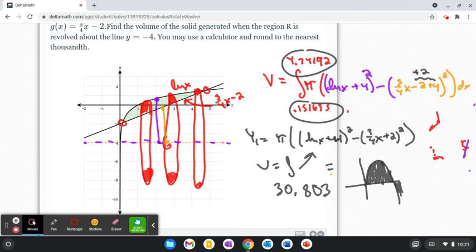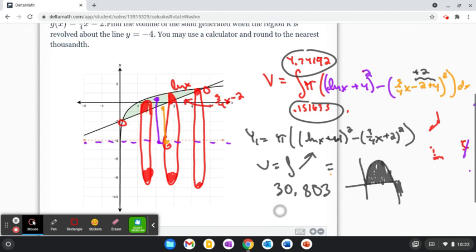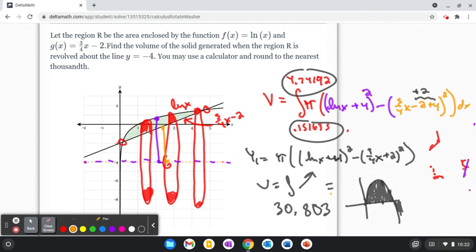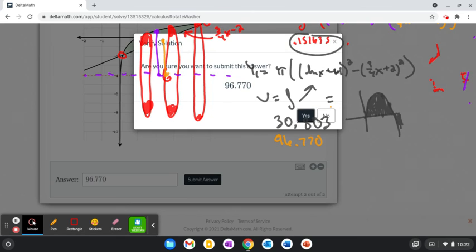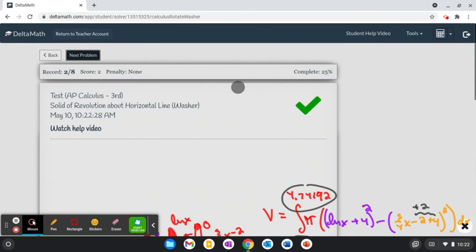1635. 4.74192. All right, and pretty similar result. It's just going to change our answer here, not about like multiplying it times 3. And that does give us 96.770. All right, let's try that one. Hopefully that was the only issue. 96. All right, that did it.